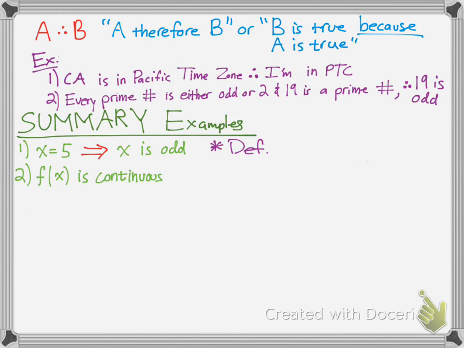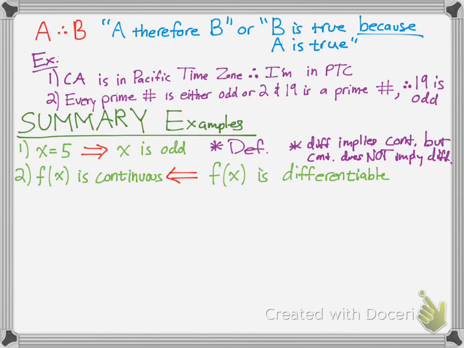Second one. If f of x is continuous, and you need to know some calculus here, then what does that say if f of x is differentiable? Pause the video, think about it. It's kind of a tricky one. It's a definition kind of thing too, but a little different. You would say that f of x is continuous is implied by f of x is differentiable. Remember that differentiability implies continuity, but continuity does not imply differentiability. The reason is you can have a continuous function that has a corner or a cusp, but it's not differentiable there. So that's why it's written like that.